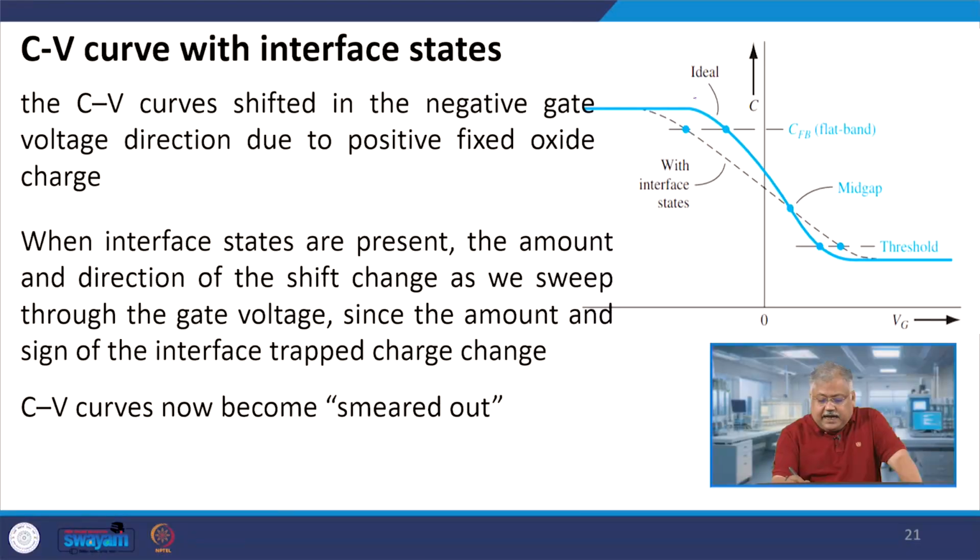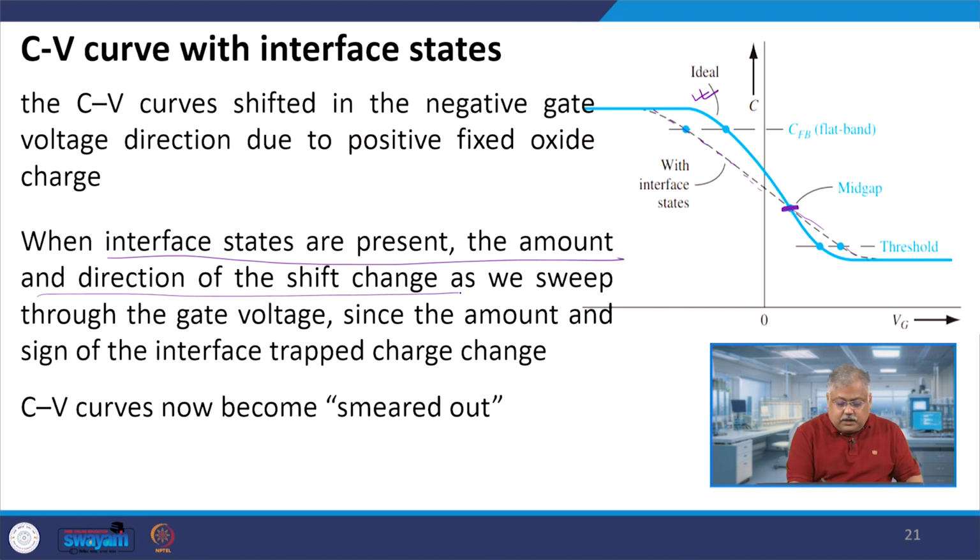Now what happens in this case is that, as I discussed with you, this is the ideal case, right, and because of the positive fixed charges, they start shifting to the left, and with interface trap charges they shift to the left. You see this curve, if you look, is with interface trap charges, right. Where they cut, the CV characteristics is defined by mid gap. So when the interface states are present, the amount and the direction of the shift change as we sweep through the gate voltage, since the amount and the sign of the interface trap charges also change.